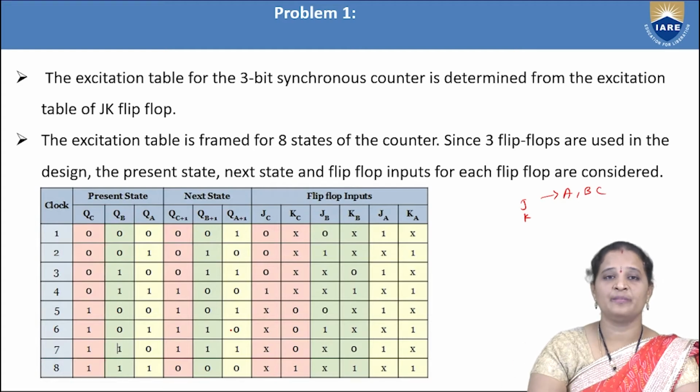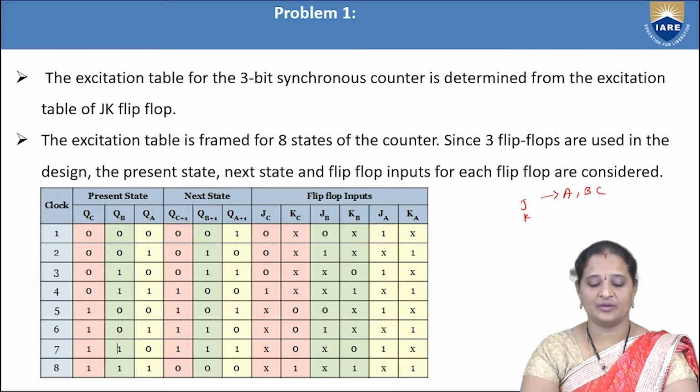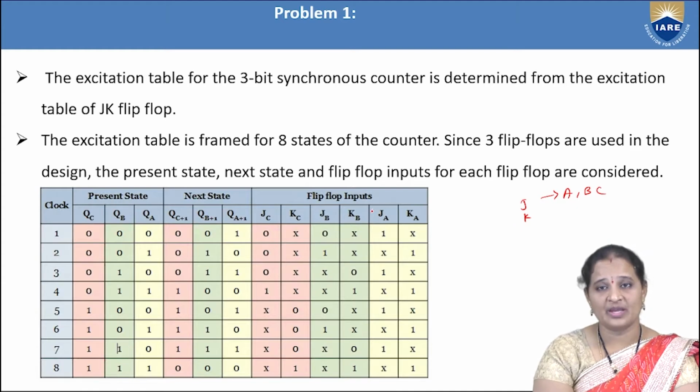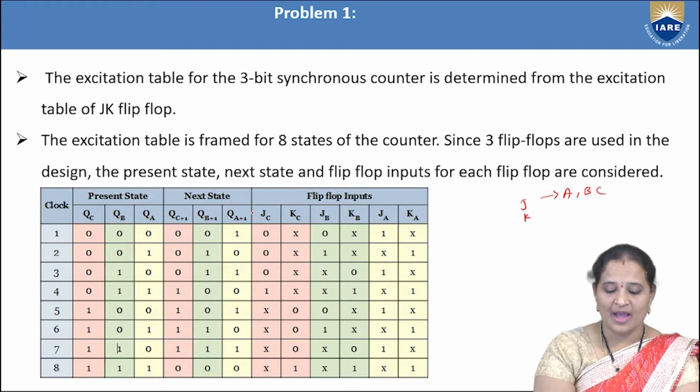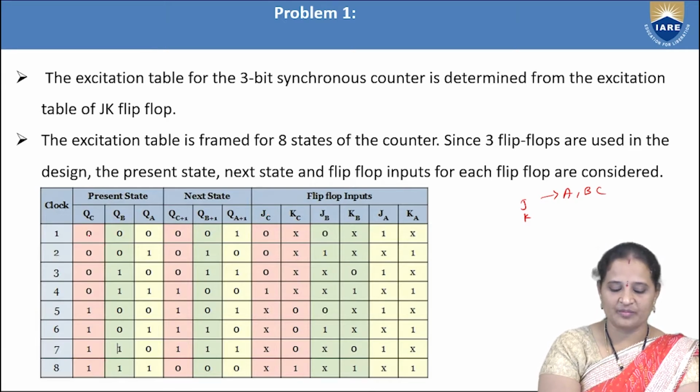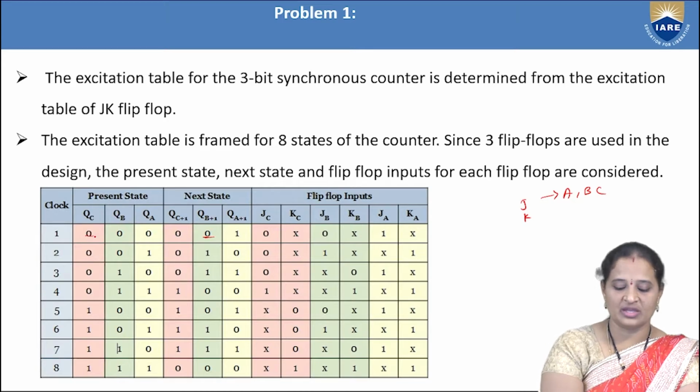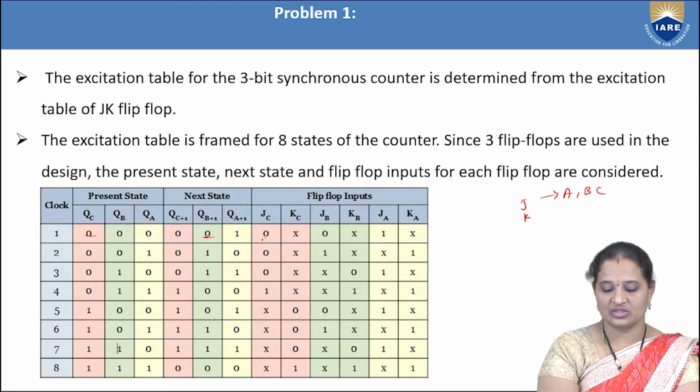So this is the present state column and this is the next state column. Now we need to identify the inputs that are to be applied to the flip-flops here. First, consider QC and QC plus 1, the present state and next state for flip-flop C. That is why I'm using QC and QC plus 1 for identifying the inputs JC and KC. Now let us observe: the present state of flip-flop C is 0 and the next state is 0. We already have the excitation table. When the present state is 0 and the next state is 0, the inputs we can apply are 0, don't care.